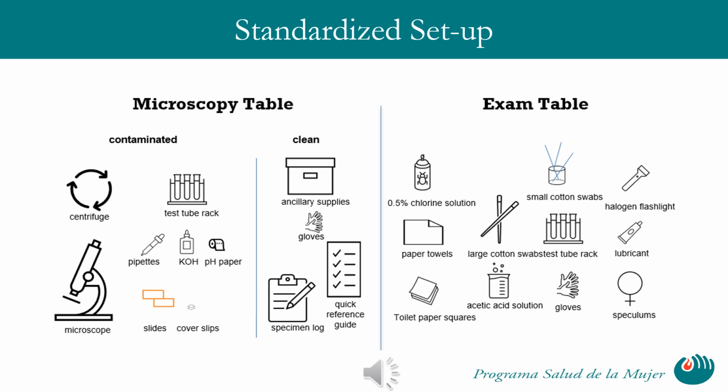environment. The exam table will have a 0.5% chlorine solution for disinfection, toilet paper squares, and paper towels for patient cleanup, a 5% acetic solution, large swabs for VIA testing, small cotton swabs for sample collection, and a test tube rack for sample organization. Gloves, speculums, lubricant, and a halogen flashlight to assess for white lesions are also there. This standardized layout helps ensure continuity and efficiency.